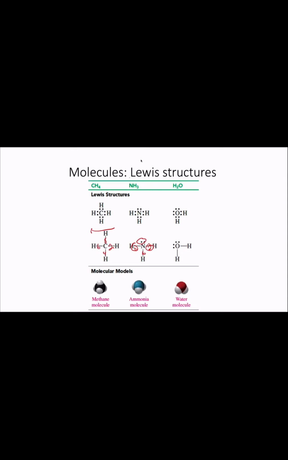Water: oxygen already has 6 because it has 6 valence electrons. It's only going to need 2 hydrogens to be happy, because now it's going to have a total of 8 valence electrons. That's how their valence electrons are going to be drawn.